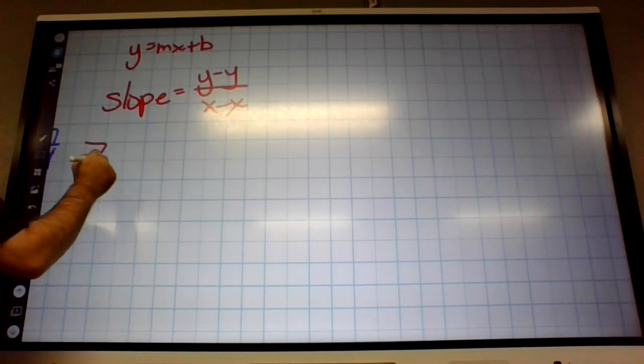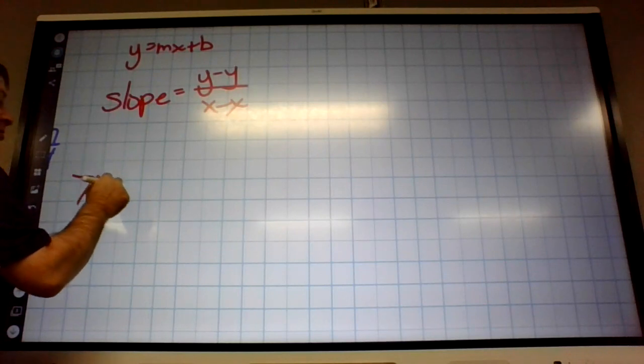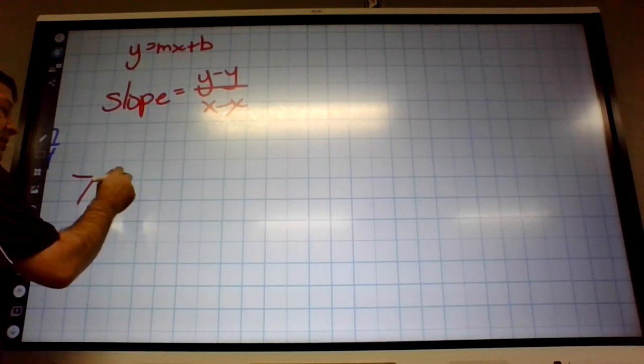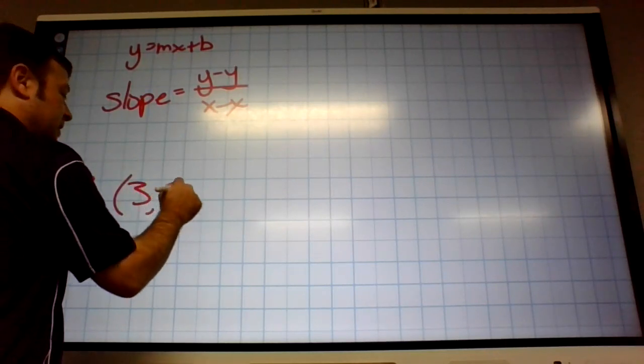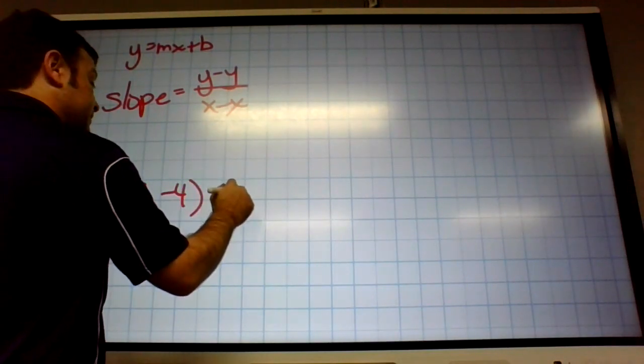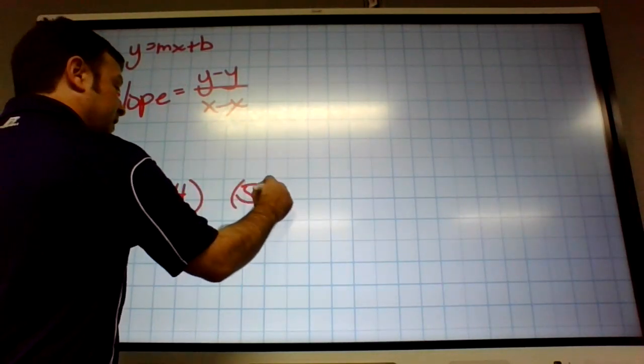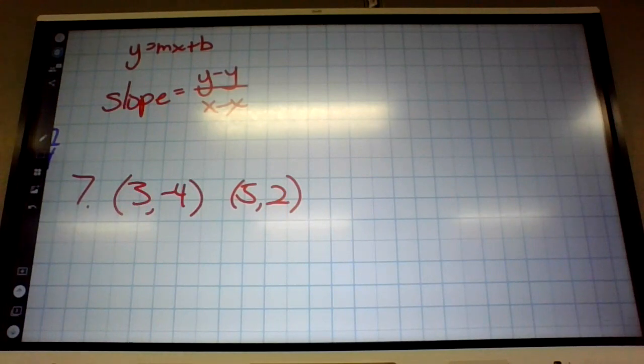Okay, and of course that's coming up next. What number are we on? 7. So the directions are find the slope of the line between the two points. Okay, let's do 3, negative 4, and 5, 2.